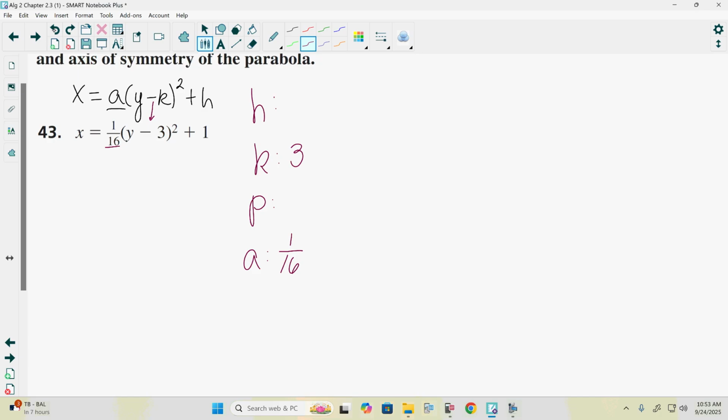And what's our value of h? 1. Would it be positive or negative? Positive. It's outside that parentheses. Plus h, plus 1, it's going to be positive. If it had been minus 1 outside that parenthesis, it would be negative 1.